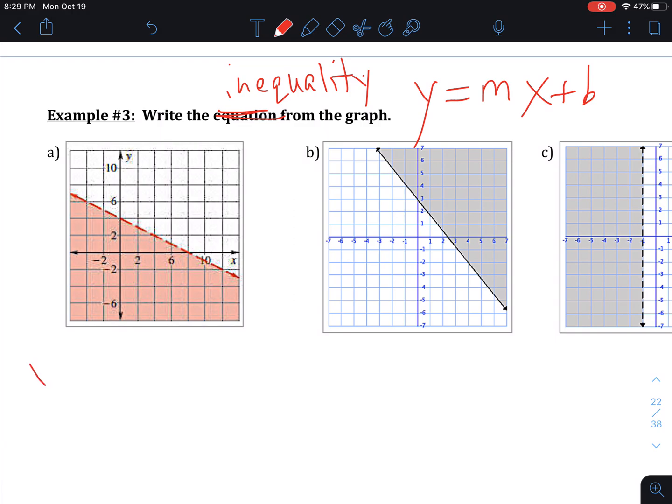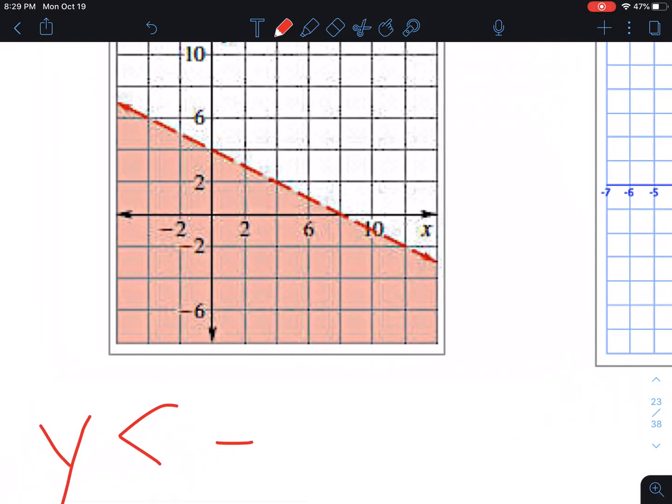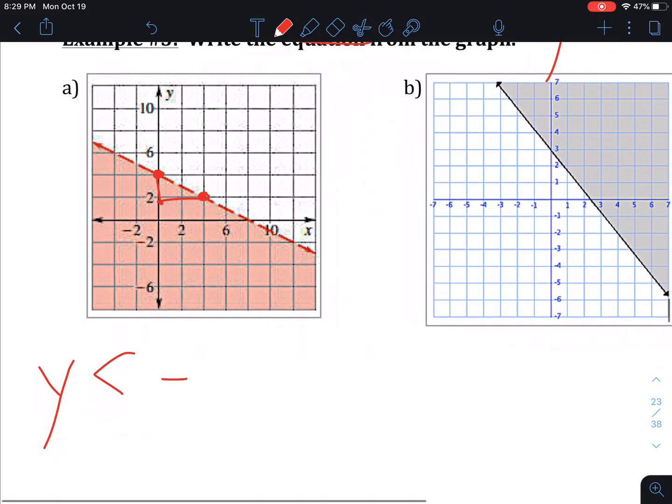We have a dashed line shaded below. What would that be? Less than. It's a negative slope, so what's my slope m? I can zoom in here and put 2 points if I need to. Say a point here and here, and then count. It's going down 1 over 2. So that would give me a slope of -1/2.